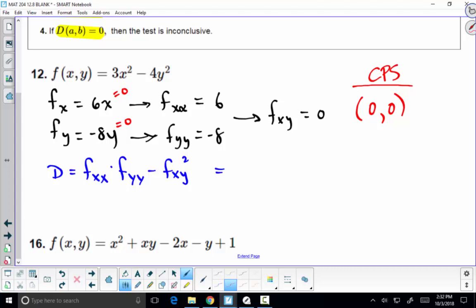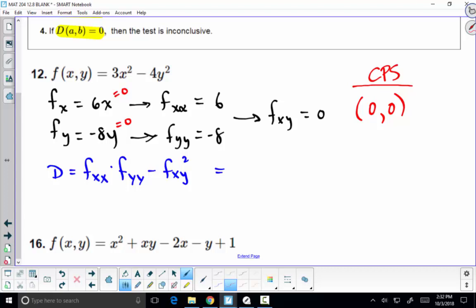Can you explain why f sub xy equals 0? So f sub xy, we go to f sub x. If we partially differentiate this with respect to y, that's 0. Or if we come down here and partially differentiate this with respect to x.